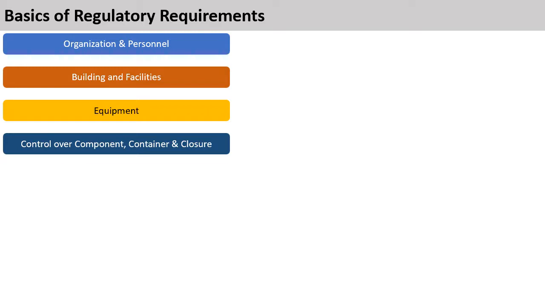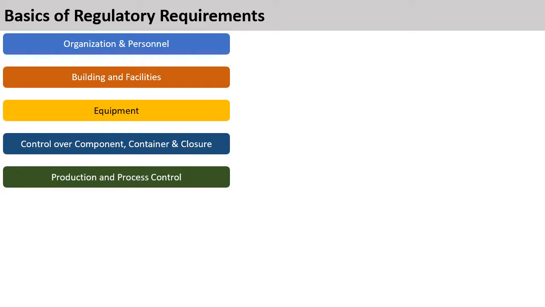Now let's look at what the regulations for production and process control are. They include that there shall be a written procedure for production and process control, and any deviation from these procedures shall be recorded and justified. There shall be control over charging of components, such as identity of material, their quantity, order of mixing, and process parameters.